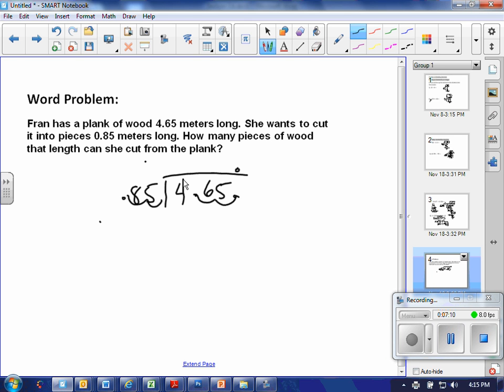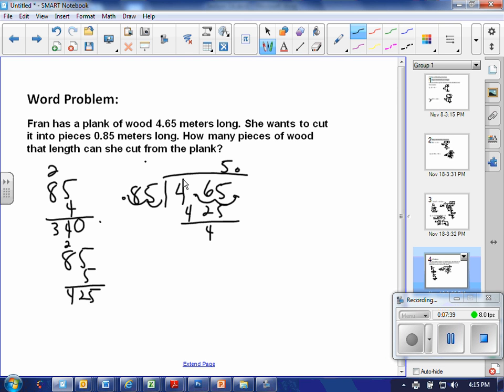85 doesn't go into 46, so you go 85 goes into 465. Oh, let's guess, let's try 4 times. You're 20, 40. Okay, I think I could have done one more. So let's go 5 times. It's going to go into 5 times. So 85 times 5, 25. This is 425.